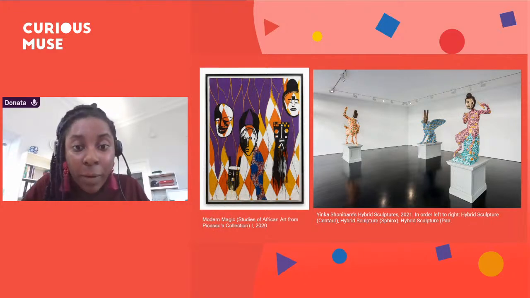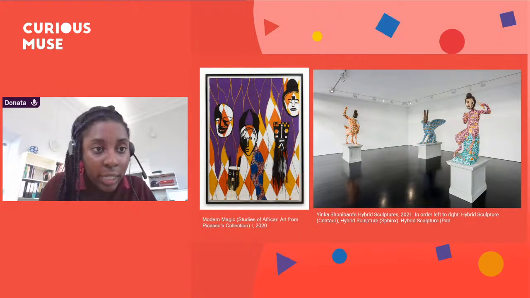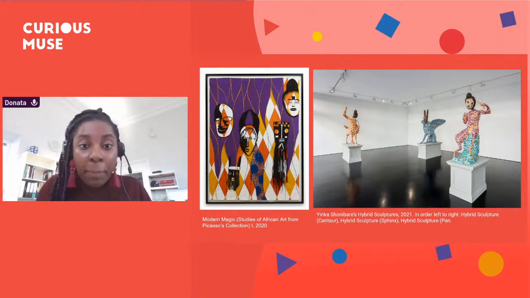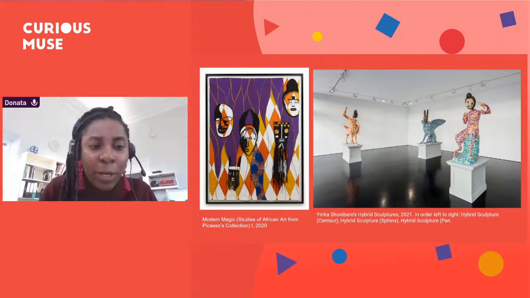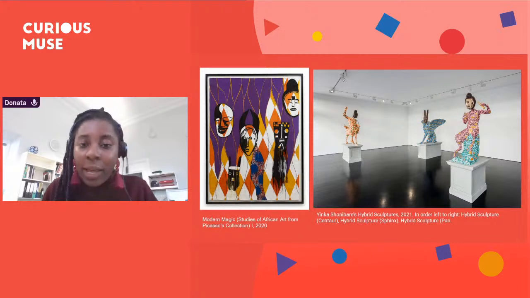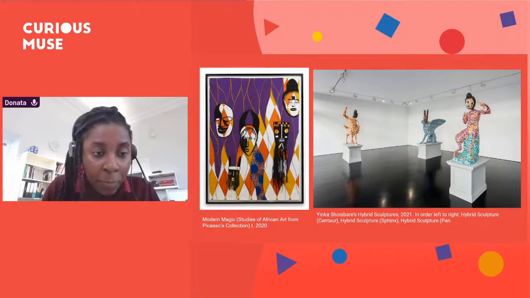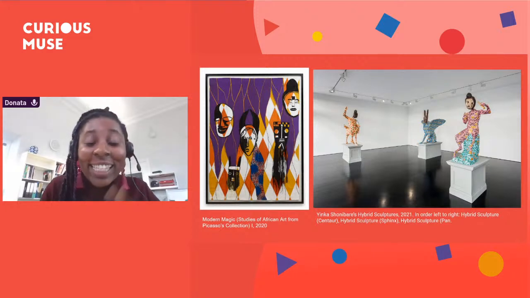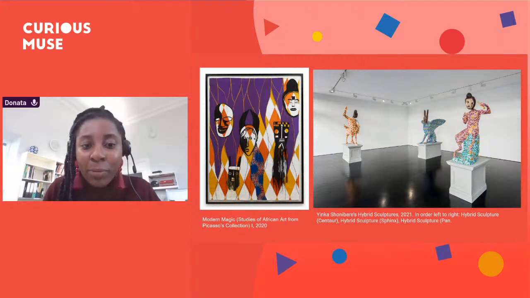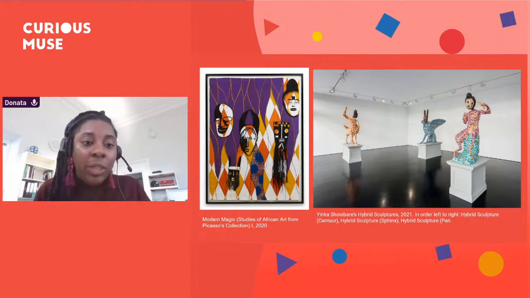This work by Yinka Shonibare, who's a British Nigerian artist, was inspired by Picasso and relates to Picasso, and it's called The African Spirits of Modernism. So it relates to the earlier quote that I read out about spirits and modernism, and Picasso's experience when walking through the Trocadero Museum. The show explored the legacy of African aesthetics, and Shonibare says, in my view, the African contribution to modernism has never really been celebrated in the way it ought to be.